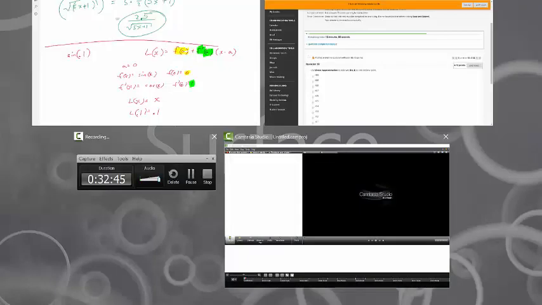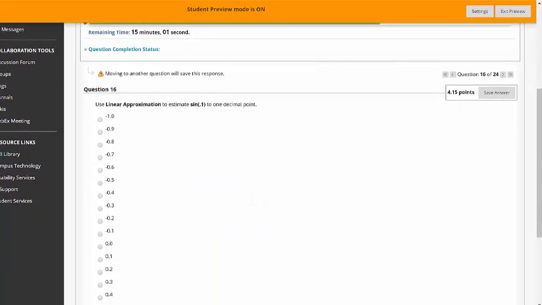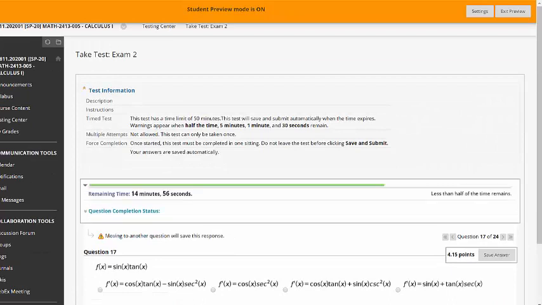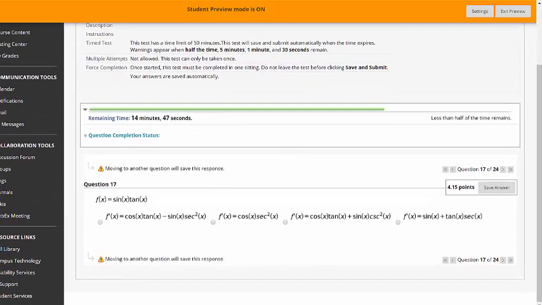So let's go through these. There it is right there, positive 0.1. All right, save answer, move on. All right, sine x tan x. This looks like it's simply going to be a product rule problem.